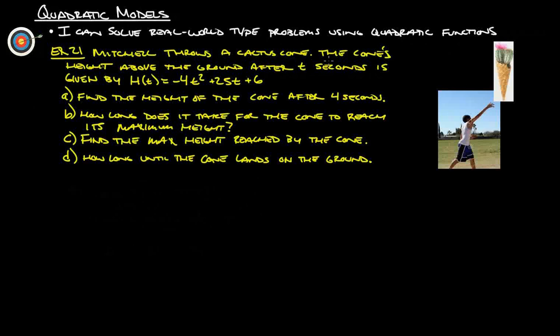Mitchell throws a cactus cone. The cone's height above the ground after t seconds is given by this formula here. Okay. A, find the height of the cone after 4 seconds.